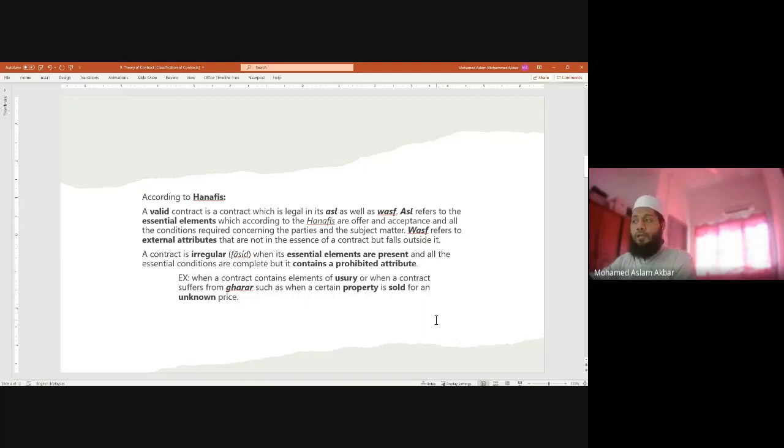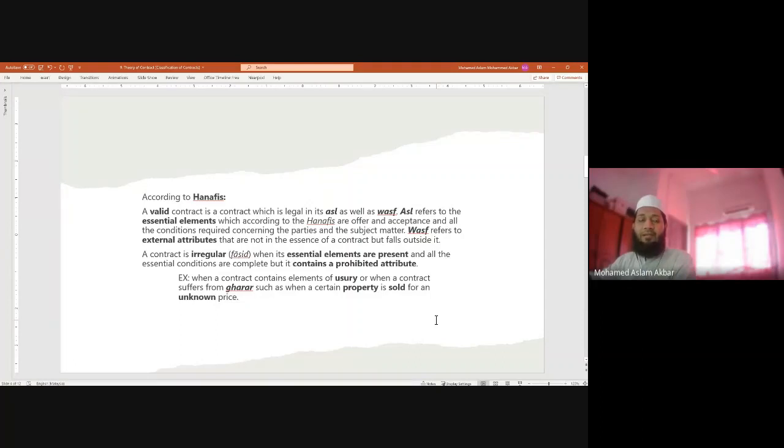Because according to them, if you go back to the slide, you will see that the second pillar, which is party, and the third pillar, which is subject matter, follow offer and acceptance. They don't stand separately like what the majority says. According to Hanafi, they follow offer and acceptance, because you cannot do offer and acceptance without these two elements.